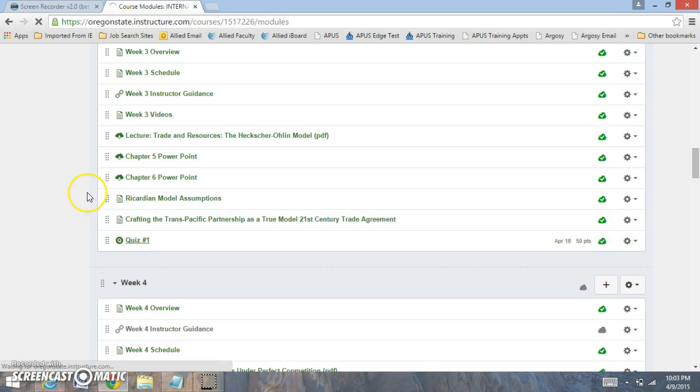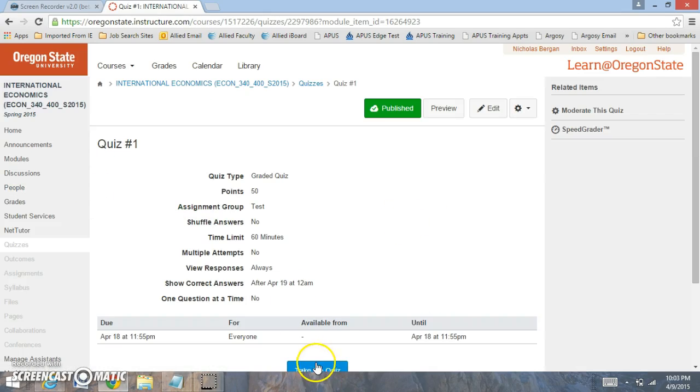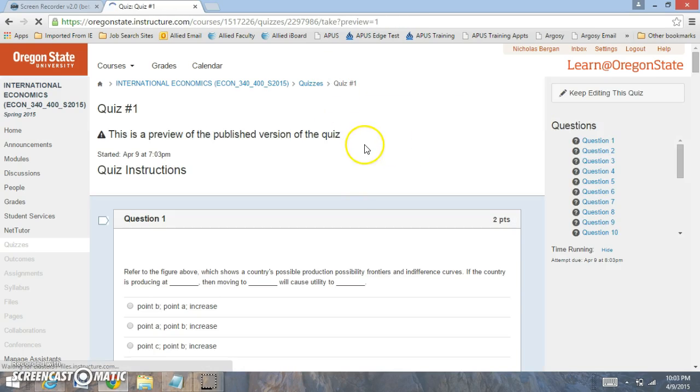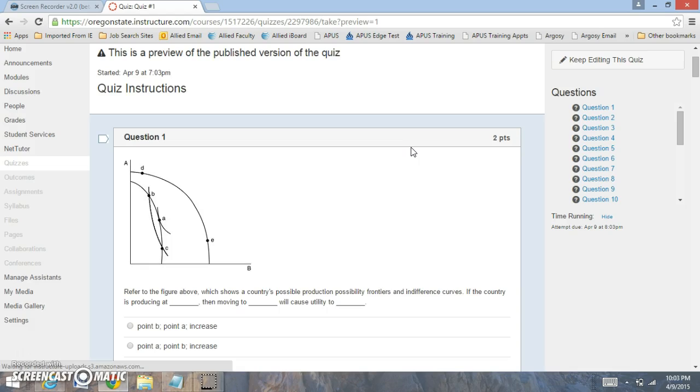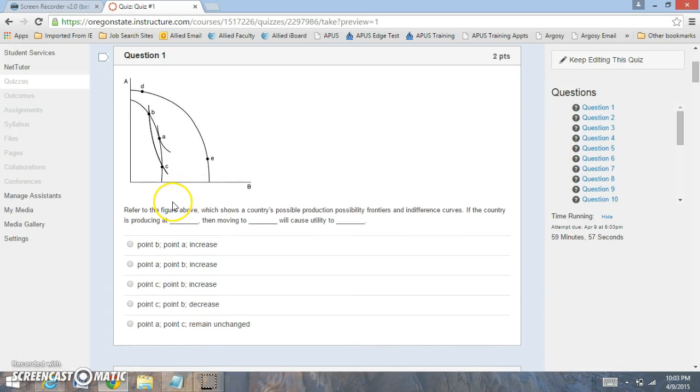We click here on quiz number 1. You can read the directions and take the quiz right there. That's what you want to click on. So let's go over some of the questions. We're going to look at this figure right here, and you want to find which shows a country's PPF and indifference curves.